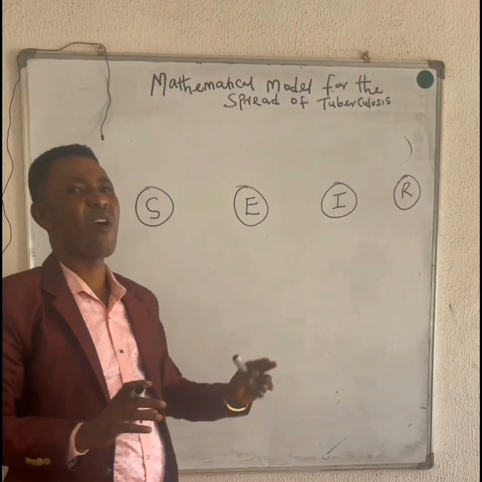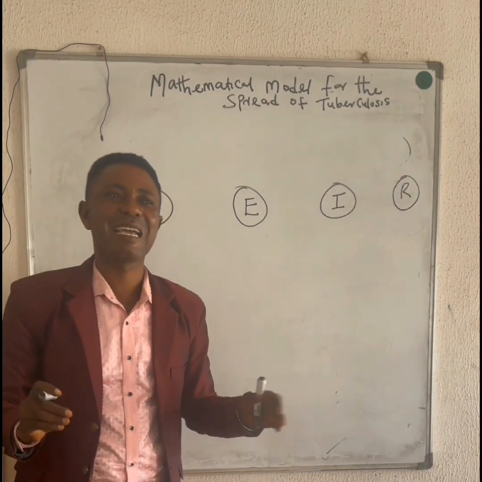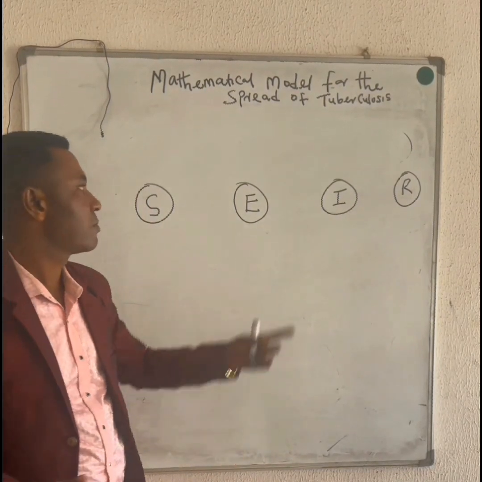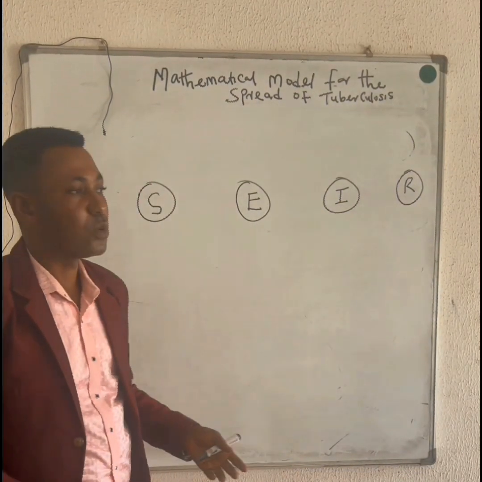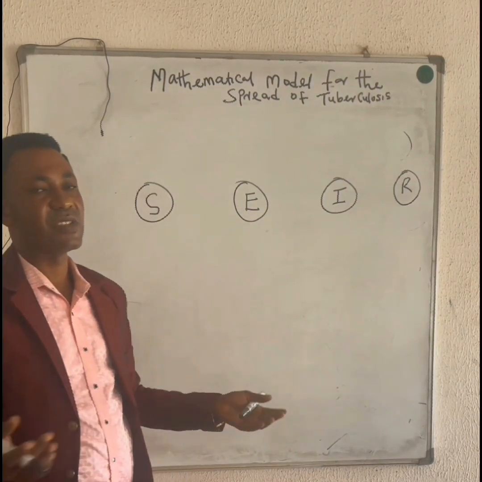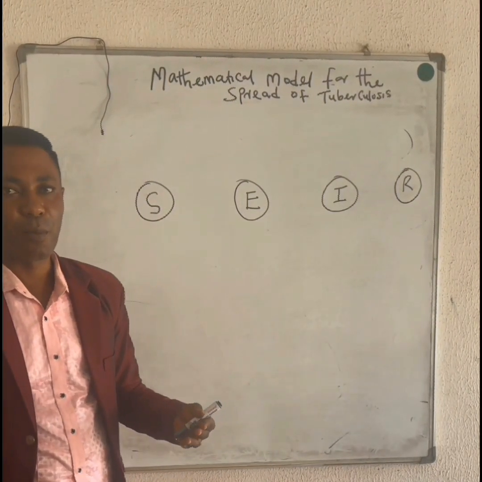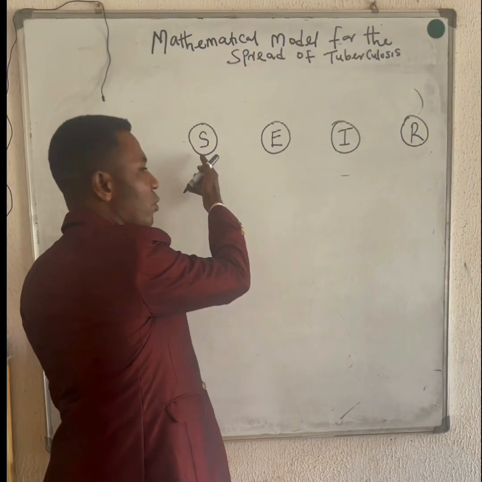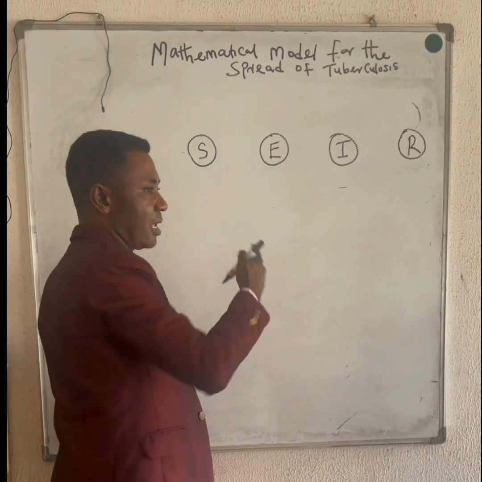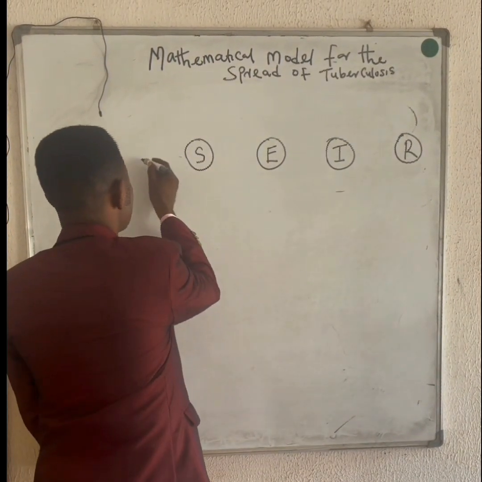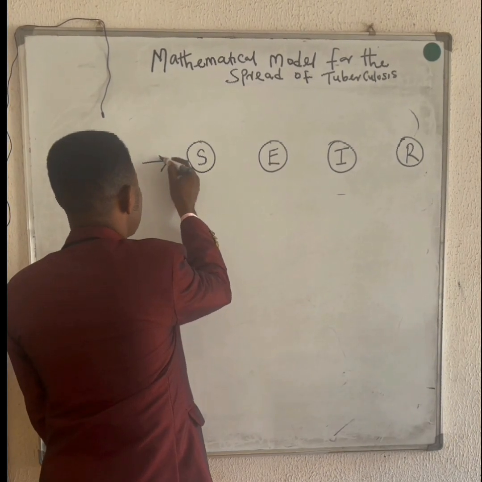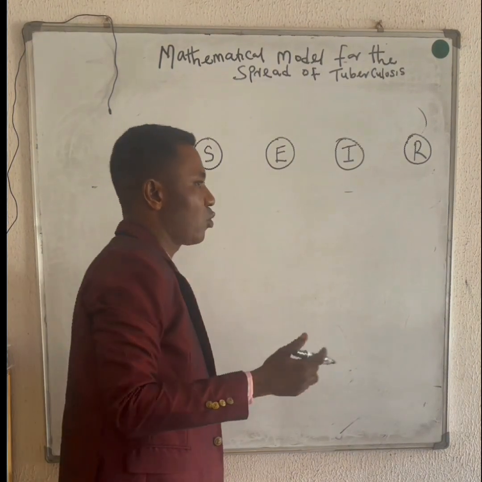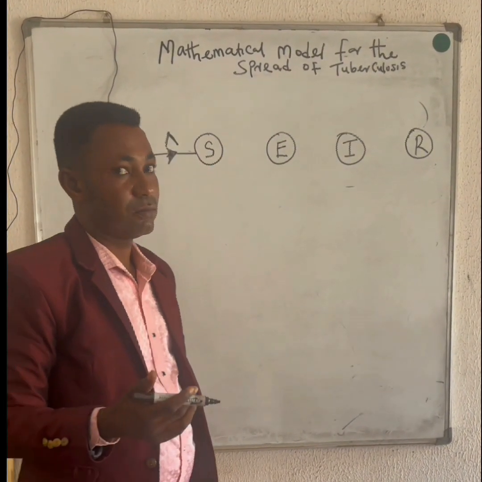But this I is for infected. They are infected and they can infect someone, that is infected and also infectious. Now, the R is the recovered, those that recovered from the disease, and as such, they are removed from the population. Now, let us assume that the rate at which people come into the susceptible population is lambda, which is this sign, lambda. That is, it will be by birth or through immigration.